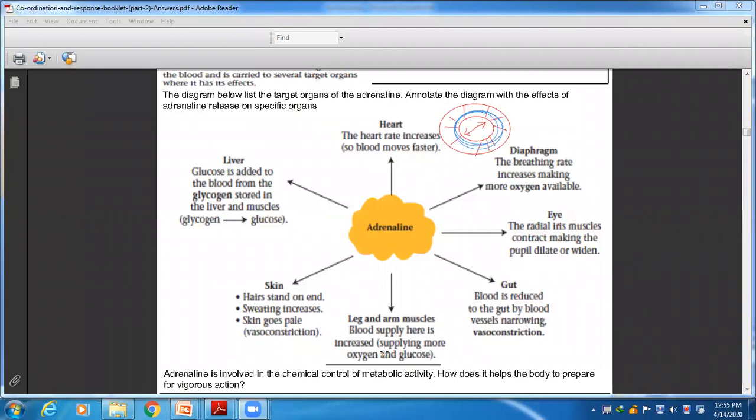Skin hair stands on end and sweating will increase. Skin goes pale, vasoconstriction will happen. Why does the skin go pale? Because the blood supply to the skin decreases and most of your blood is diverted toward your muscle. Because of that reason, sometimes when there is danger, when a person becomes afraid, his body or his skin color becomes pale. Is it clear? All right.